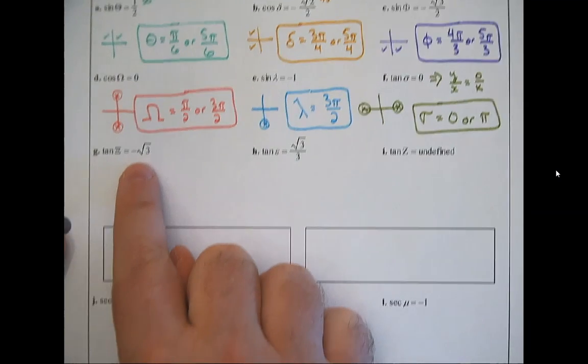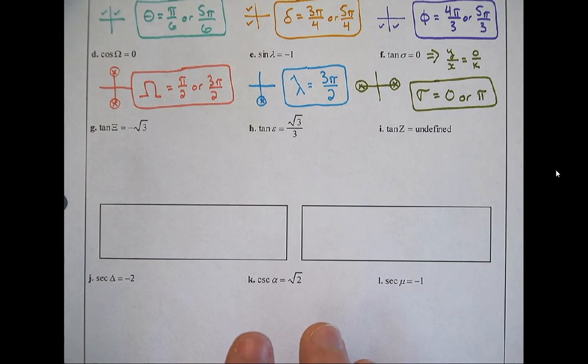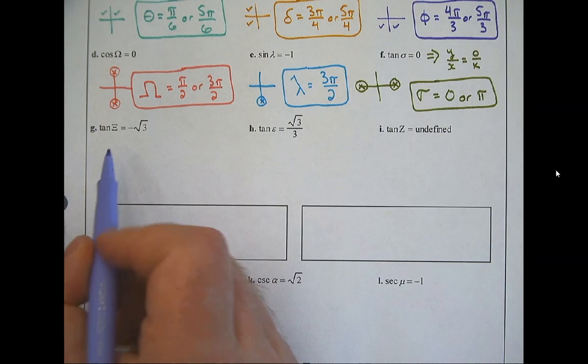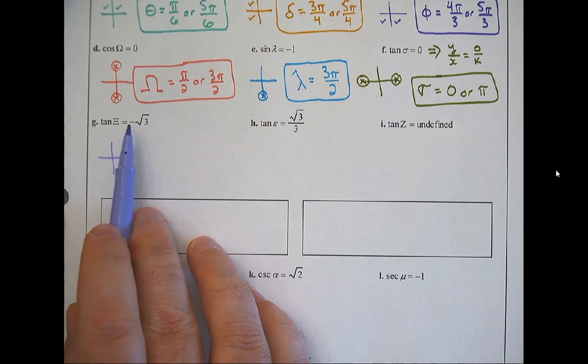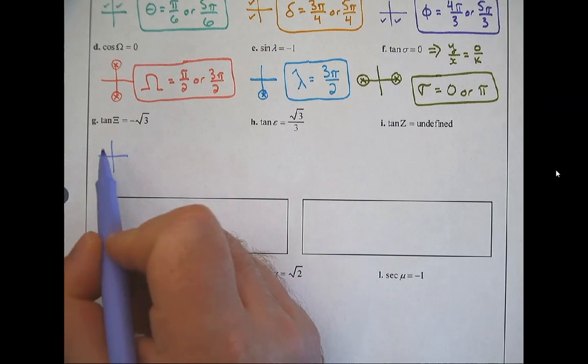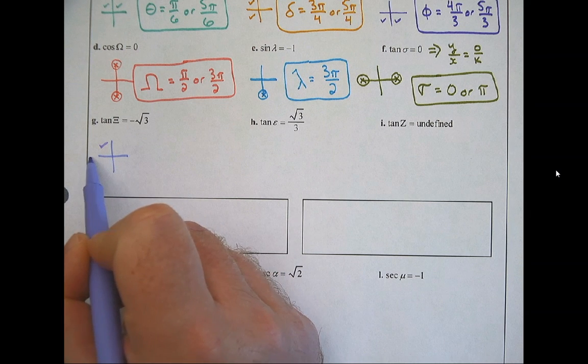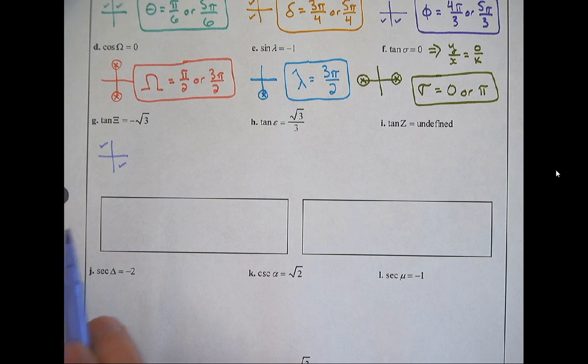Tangent is equal to negative square root 3. Now this is where things get kind of tough. So let's first look at what's happening when tangent is negative. Tangent is y over x, so for y over x to end up being negative, y and x must have different signs. So this is where x is negative and y is positive. This quadrant is where x is positive and y is negative. So I know it's going to be those two quadrants.